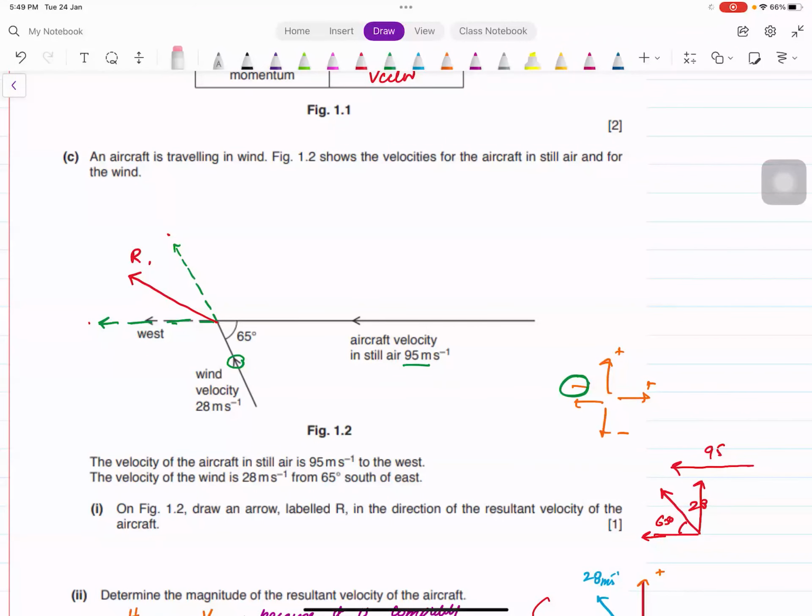Do you understand? So it shouldn't be any exact angle? No, they said draw an arrow in the direction of the resultant velocity. You just need to draw an arrow. Generally, you should understand that the vector that is bigger, like in this case the 95, was bigger, right?